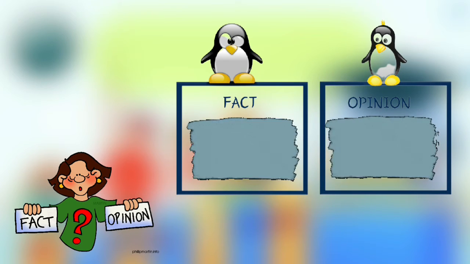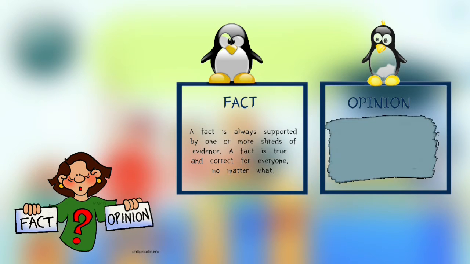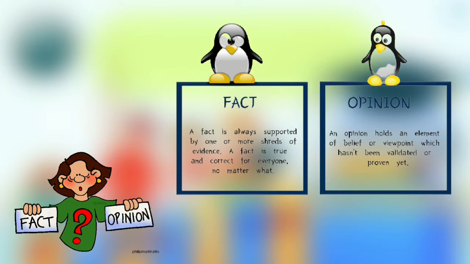Take into account the difference between fact and opinion. As far as we all know, a fact is always supported by one or more pieces of evidence. A fact is true and correct for everyone no matter what. While an opinion holds an element of belief or viewpoint which hasn't been validated or proven yet. To note, writers use facts to support their opinions and to show why they hold their beliefs.